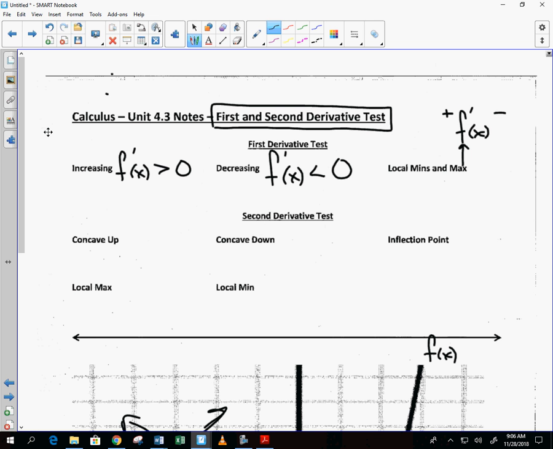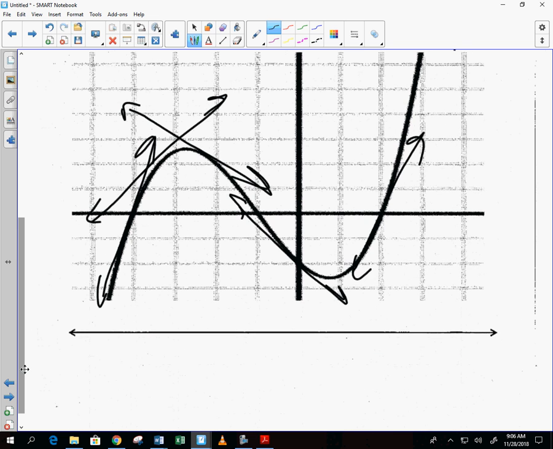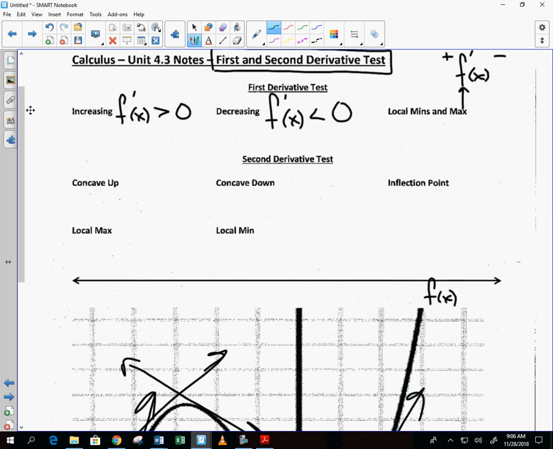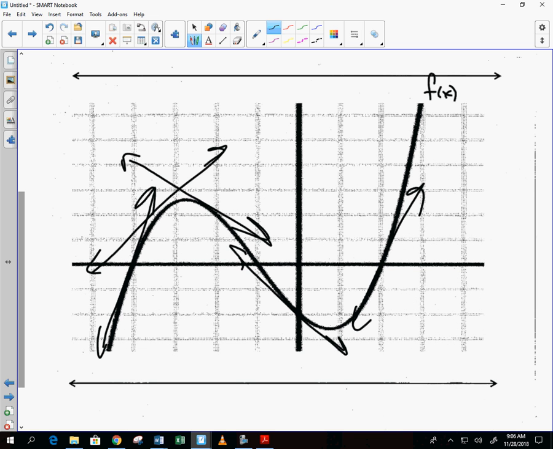So if we want to see a local min, notice what happens. As I have a local minimum here, what happens to the derivative? It changes from negative to positive. Again, that's something you need to internalize. You got to be able to really think that through and convince yourself of it. F prime of x changes from negative to positive. Is everybody okay with those first few ideas?